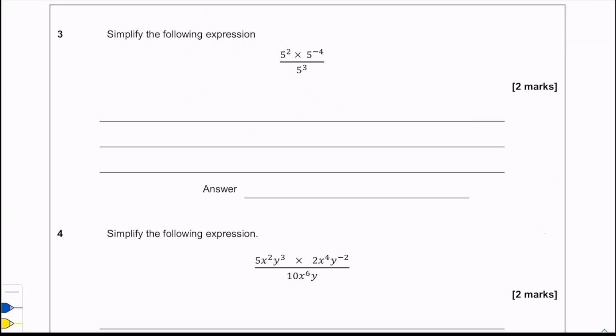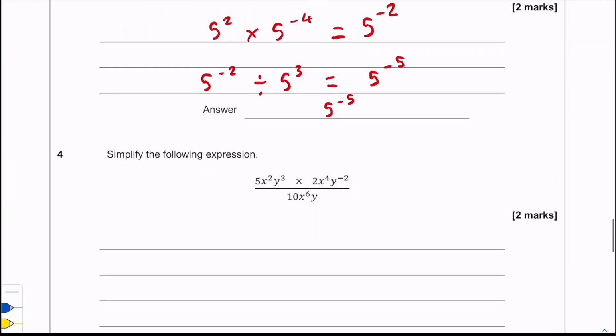So we've got 5 squared multiplied by 5 to the power of negative 4. The base is the same, they're being multiplied, so we need to add the powers. So this is equal to 5 to the power of negative 2. Our question is now 5 to the power of negative 2 being divided by 5 to the power of 3. Base is the same, being divided, so we need to subtract the powers. So this is equal to 5 to the power of negative 2 take away 3, so 5 to the power of negative 5. And that is our final answer.